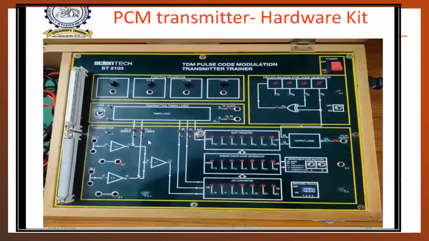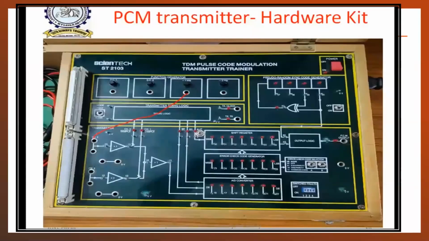Now, for example, if you want to convert an analog sine wave signal to a digital signal using the PCM system, and also observe the PCM output, then select any of the sinusoidal signals from 1 kHz or 2 kHz. Here I'm selecting a 1 kHz signal and connecting it to the transmitter input. Here there is another channel.